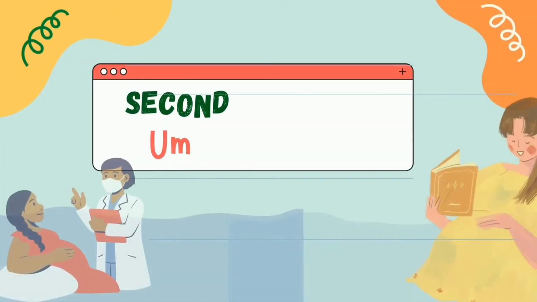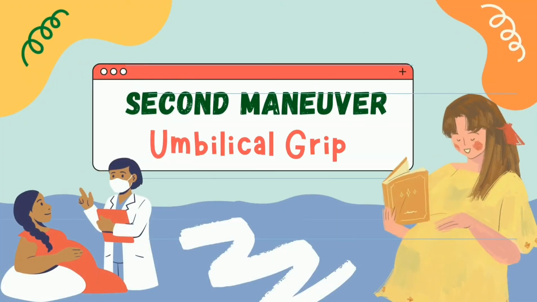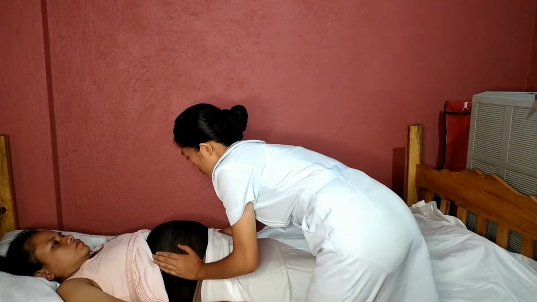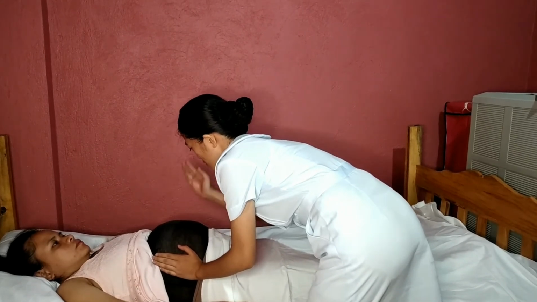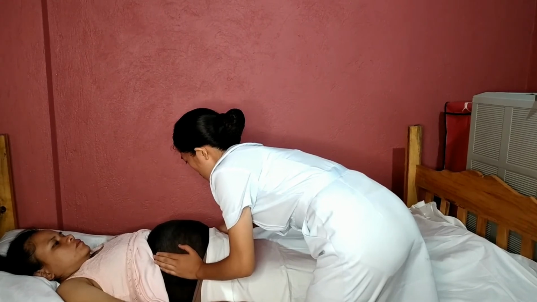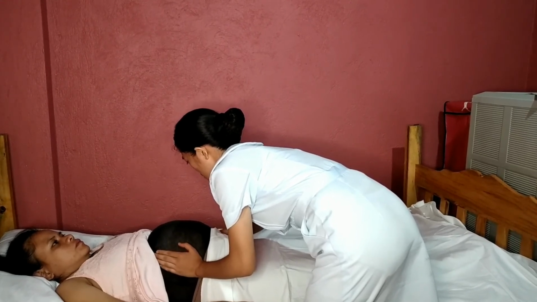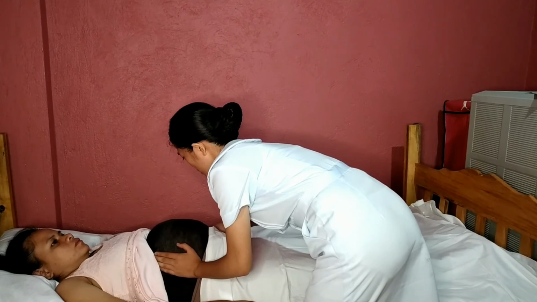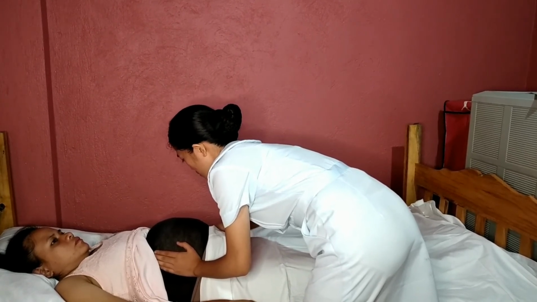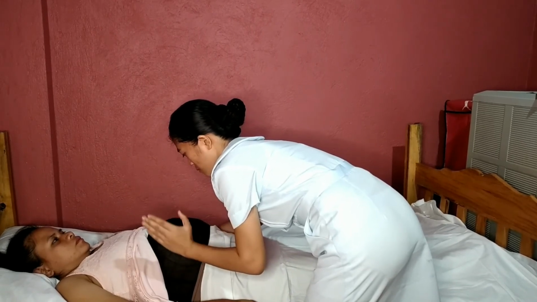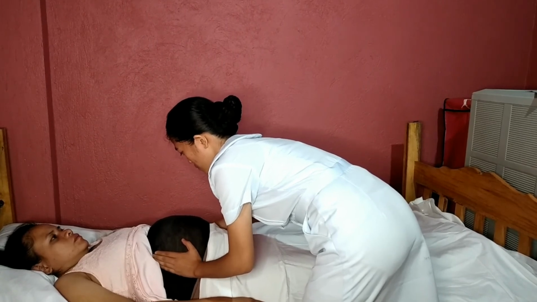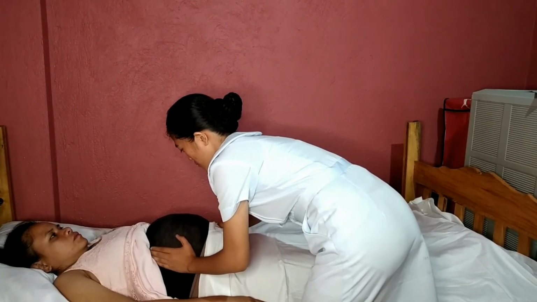The second maneuver is called the umbilical grip. Move the hands down toward the pelvis and palpate the abdomen. One hand is used to steady the uterus on one side of the abdomen, while the other hand moves slightly in a circular motion from top to the lower segment of the uterus. Use gentle but deep pressure. The fetal back is a smooth, hard, and resistant surface. The knees and elbows of the fetus feel like a number of angular nodulations.